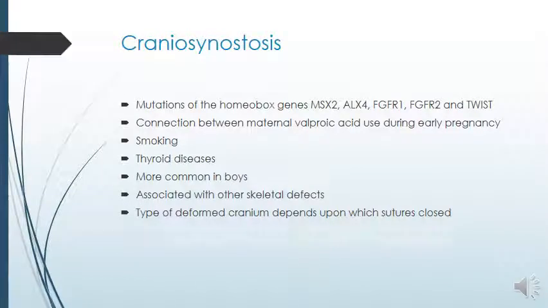Craniosynostosis can be caused by mutations in many different genes. There is also a connection with a mother taking valproic acid during early pregnancy. Smoking is associated, as well as thyroid disease, hyper- and hypothyroidism. It is more common in boys. It's also associated with other skeletal defects. And how deformed the cranium becomes is going to be dependent upon which sutures are closed.